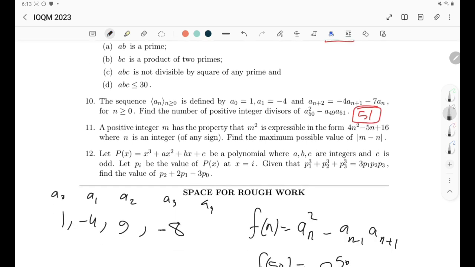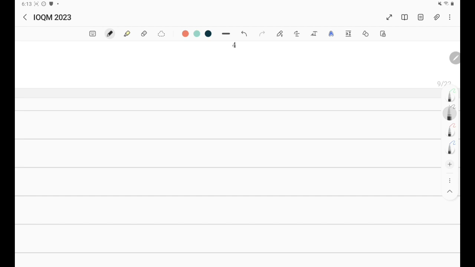Okay, next they are telling us positive integer m is expressible like m square is equal to this thing, and we need to find the maximum value for m minus n. Okay, m square is this, so let's work with that. Is equal to 4n square minus 5n plus 16. As you can see, this is a quadratic equation in terms of n, so it just makes sense to make it a quadratic equation for sure.